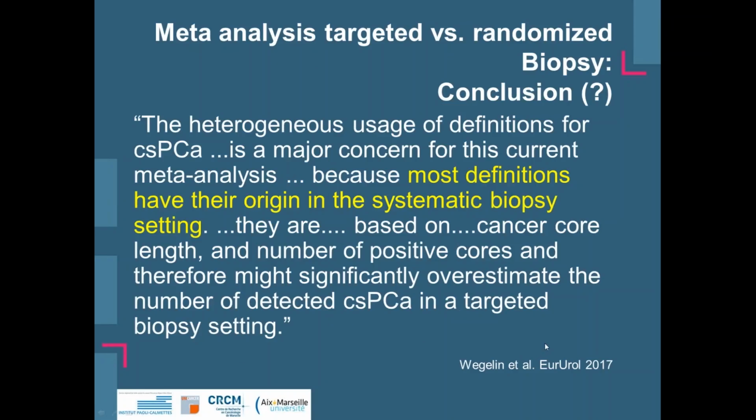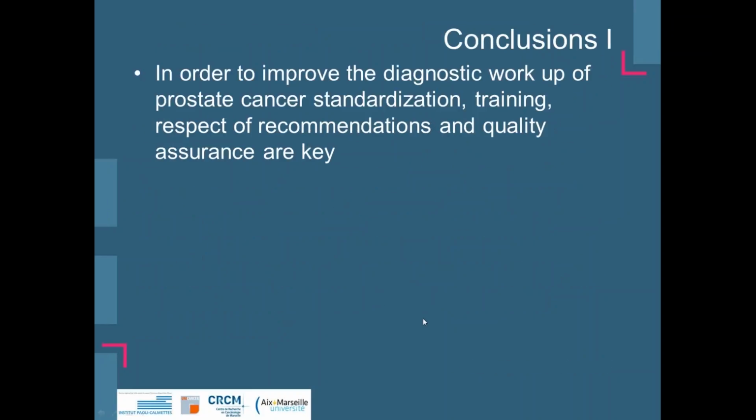And this is also summarized in the meta-analysis I was just showing you. The author said here, I just would like to read it to you, the heterogeneous usage of definitions for clinical significant prostate cancer is a major concern for this current meta-analysis because most definitions have their origin in the systematic biopsy setting, such as the Epstein criteria. They are based on cancer core length and number of positive cores and therefore might significantly overestimate the number of detected clinical significant prostate cancer in a targeted biopsy setting.